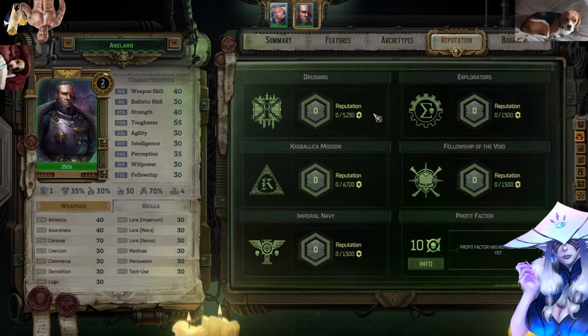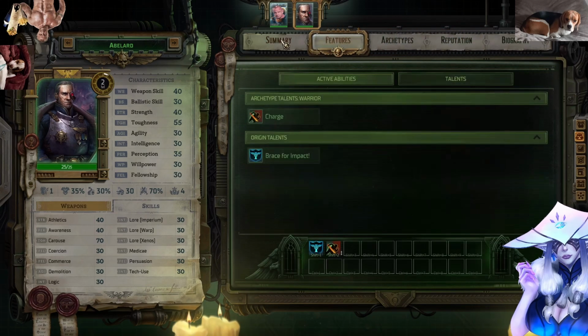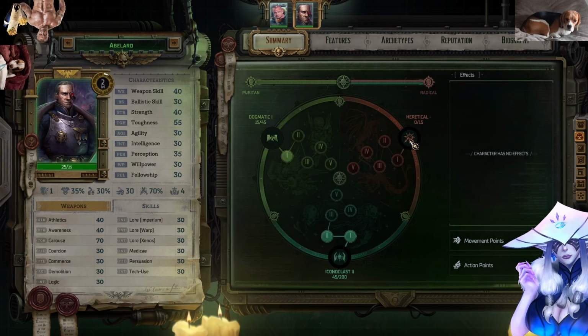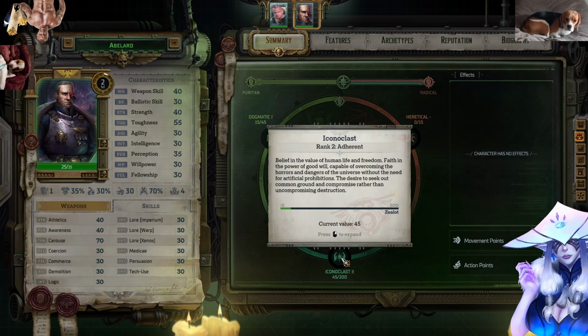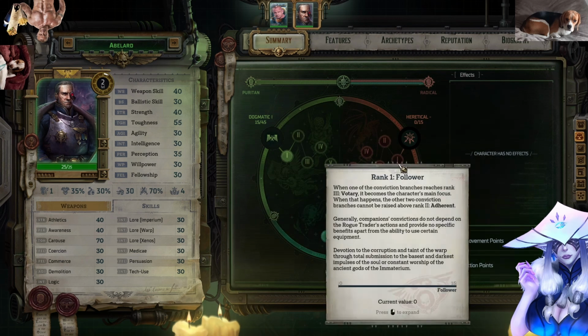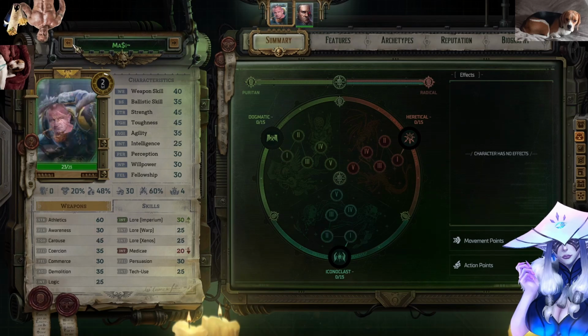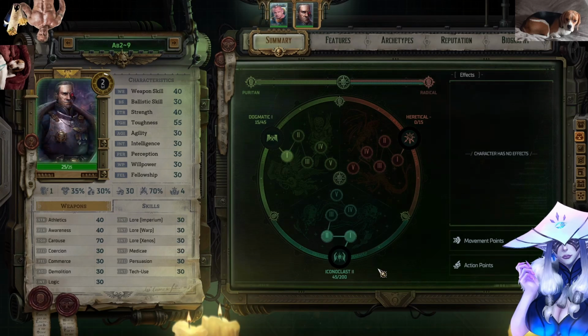Can I look? Reputation? Teresians exploit escapism, mission fellowship but avoid Imperial Navy. Dogmatic, heretical. Huh? Well, after conviction branches, reasonable. Okay. So you can absolutely become heretical, which is, I presume, evil.